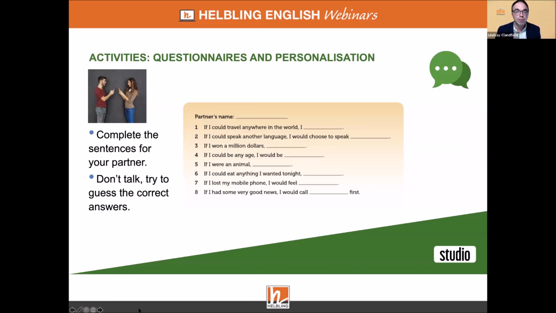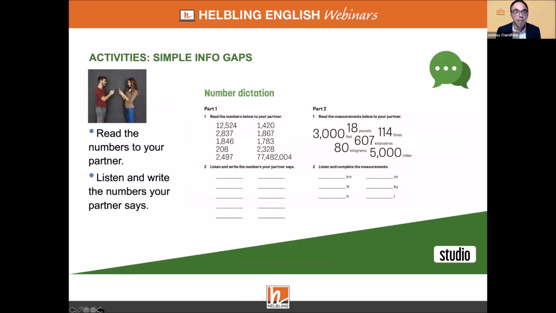So I complete for that person, they complete for me, and then we have a natural information gap. Information gaps were the ones we talked about before. I find that students can make their own really easily with dictation information gaps. So they read numbers to each other, listen and write. This kind of stuff for dictation, mutual dictation, is very easy as simple information gaps. These are very easy things to do with low levels.